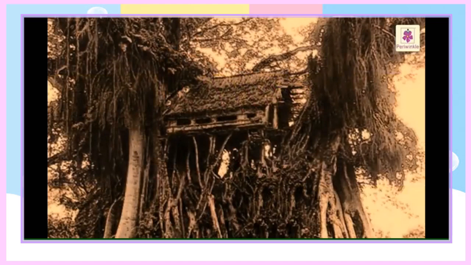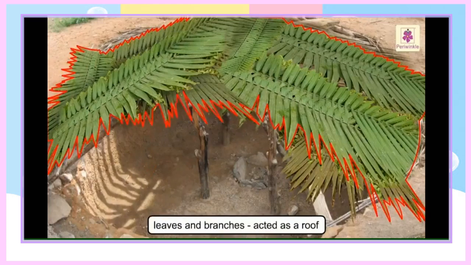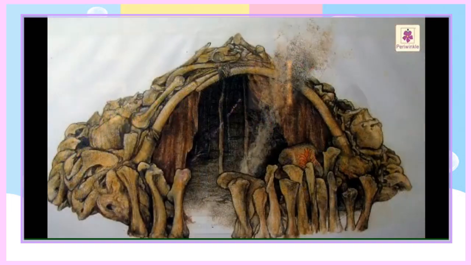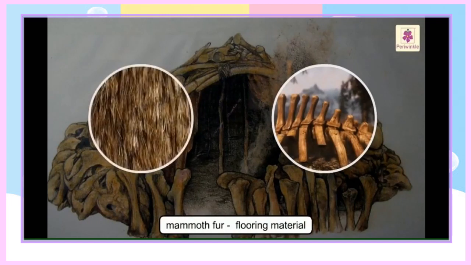Then they began to build tree houses. Sometimes they dug holes in the ground and covered them with leaves and branches, which acted as a roof. The Neanderthals used bones of big animals like mammoths to make their huts, and mammoth fur was used as flooring material.